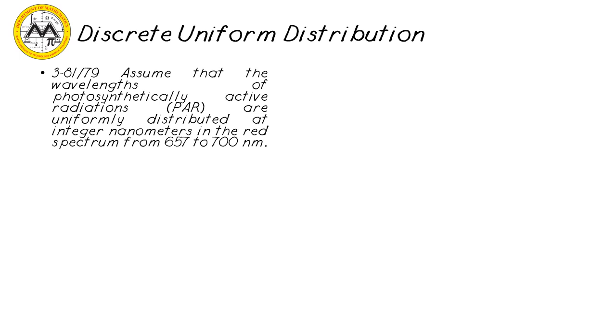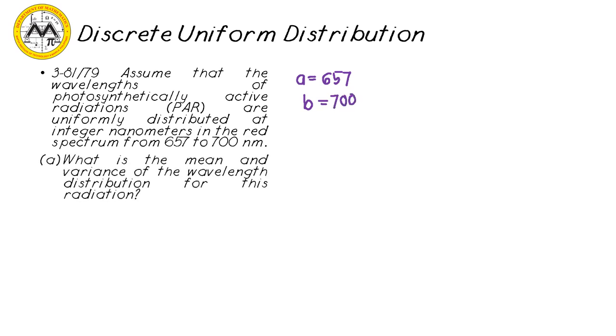Another example. Assume the wavelengths of photosynthetically active radiations are uniformly distributed at integer nanometers in the red spectrum, that is from 657 to 700 nanometers. So you have A is 657 with B equal to 700 nanometers. Letter A. What is the mean and variance of the wavelengths of the distribution for this radiation?